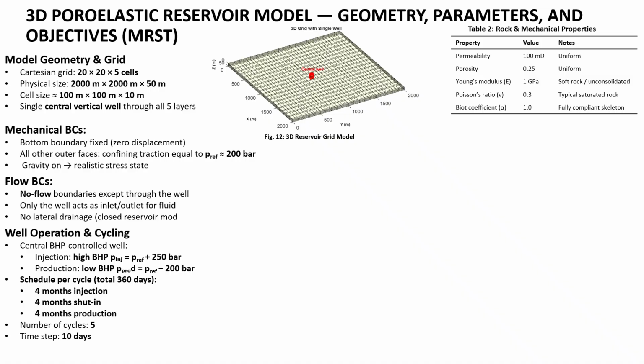So in terms of well and operation strategy, the well is operated in a bottom hole pressure control mode. During injection, we set a high bottom hole pressure equal to the reference pressure plus 250 bars. During production, we lower the BHP to the reference pressure minus 200 bar to simulate aggressive drawdown. Each storage cycle lasts about 360 days, broken into 4 months of injection, 4 months of shut-in, and 4 months of production. We simulate 5 full cycles with a 10 day time step to capture pressure stresses and deformation evolution.